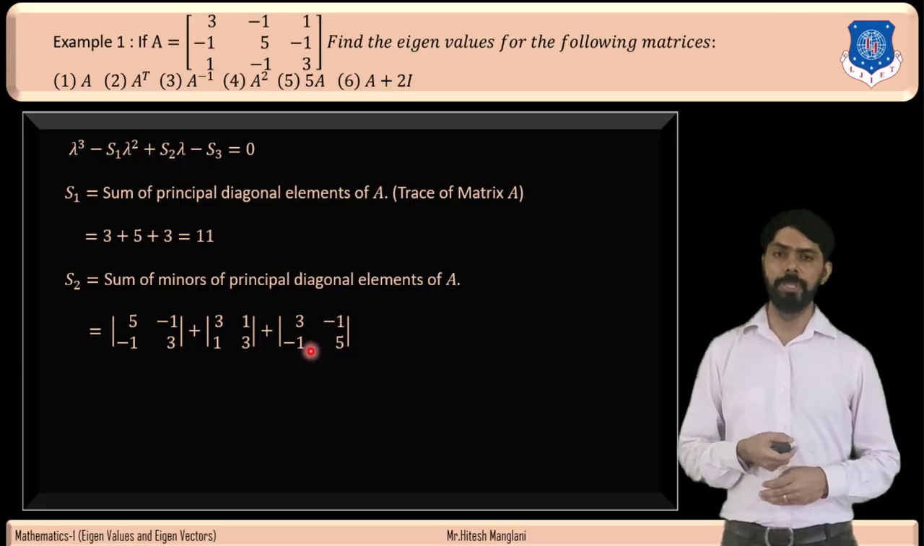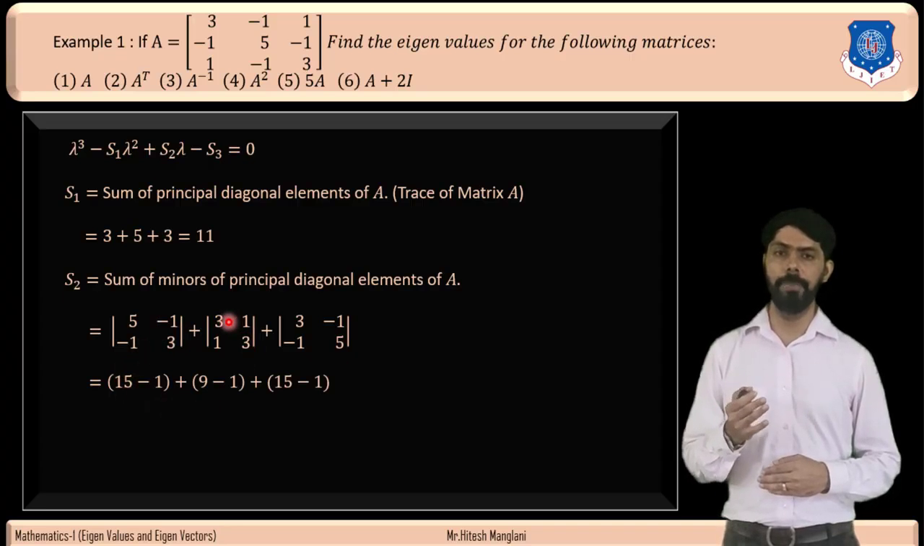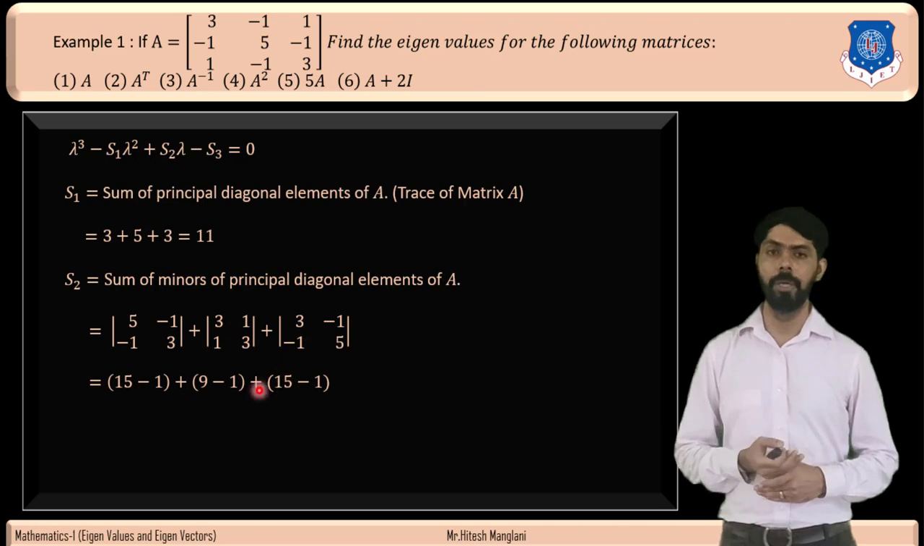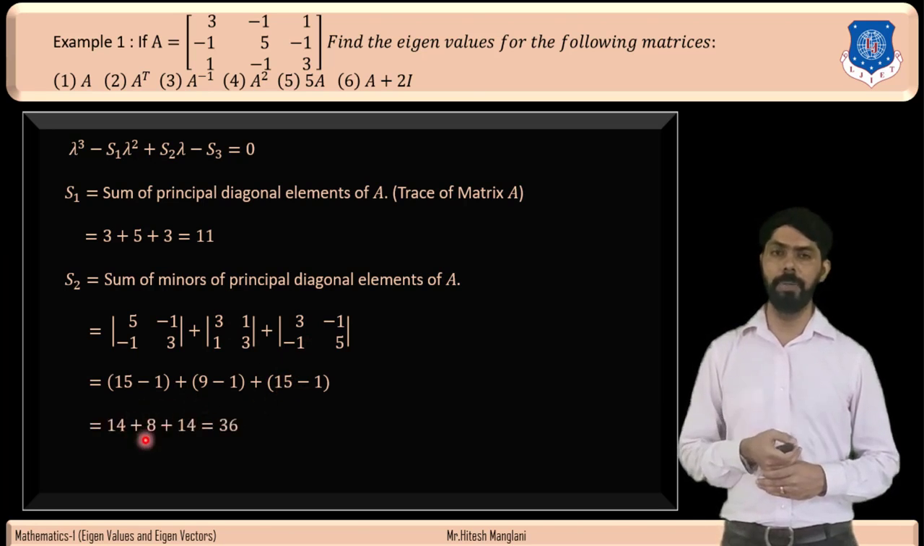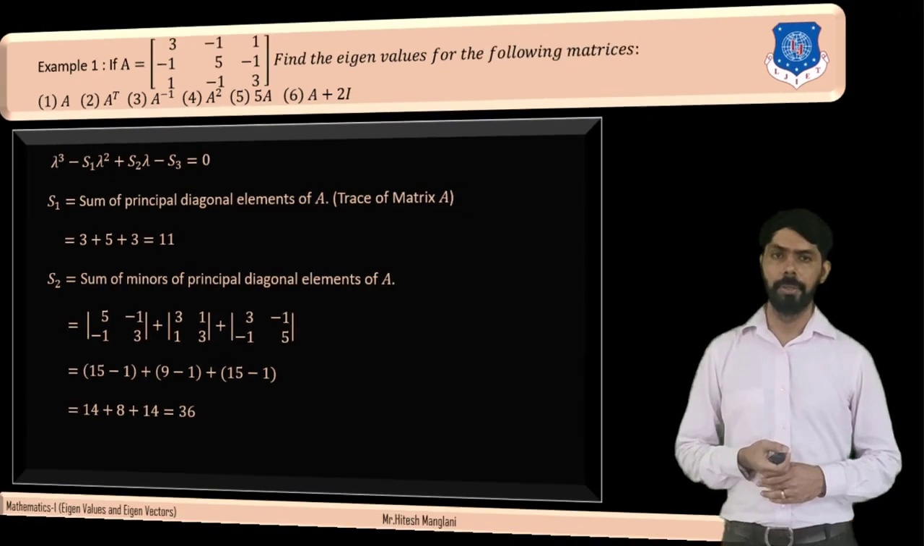If we simplify this, it will be 15 minus 1 plus 9 minus 1 plus 15 minus 1. So 15 minus 1 is 14, plus 9 minus 1 is 8, plus 15 minus 1 is 14. So 14 plus 8 plus 14 is 36. So the answer for S2 is 36.